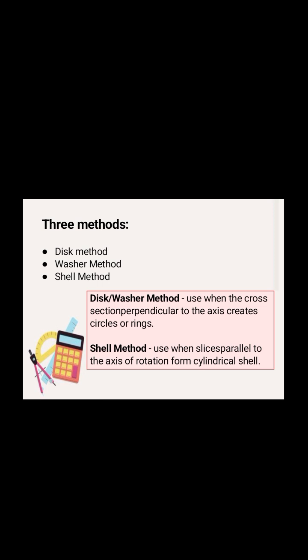First is the disk or washer method, used when the cross section perpendicular to the axis creates a circle or rings. Shell method, used when slices parallel to the axis of rotation form cylindrical shells. Remember, if elements are perpendicular to the axis of rotation, use disk or washer. If elements are parallel, use shell method.